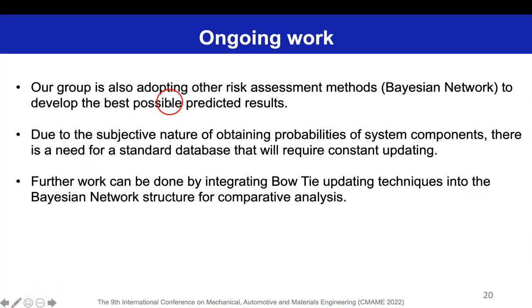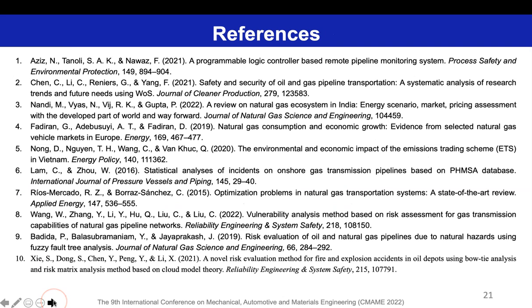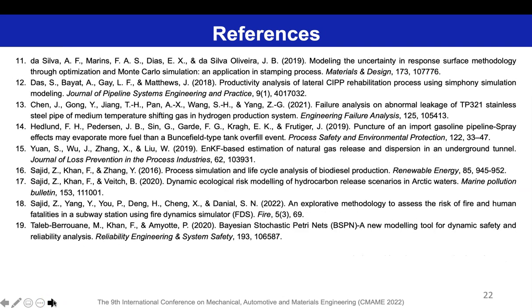Now, this is our ongoing work. Our group is also working on some other risk assessment techniques, such as Bayesian network analysis, to predict pipeline failures in Vietnam. We are also looking at the subjective nature of obtaining the probabilities, because as you saw, the probabilities are the most important aspect in fault tree analysis. The same is true in Bayesian network analysis. Further, our work can be extended by integrating bow tie updating techniques into the Bayesian network structure for comparative analysis. This is something that we are planning to do in the future. And these are some of the references.